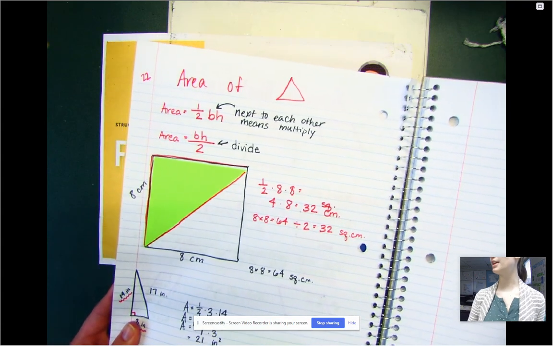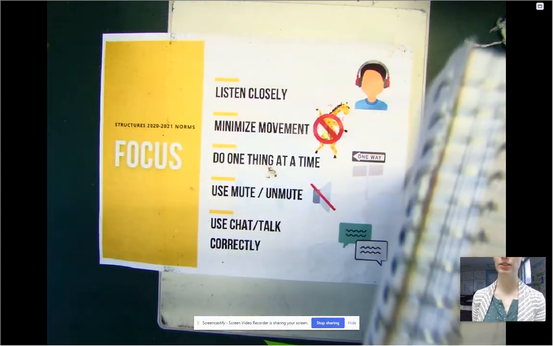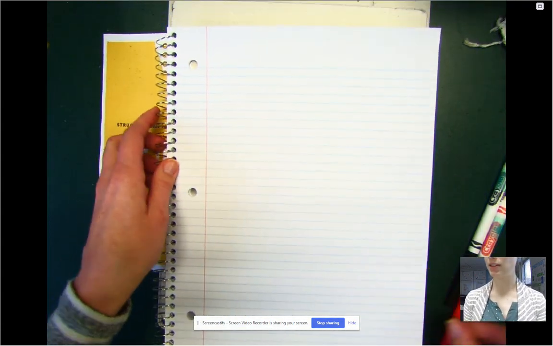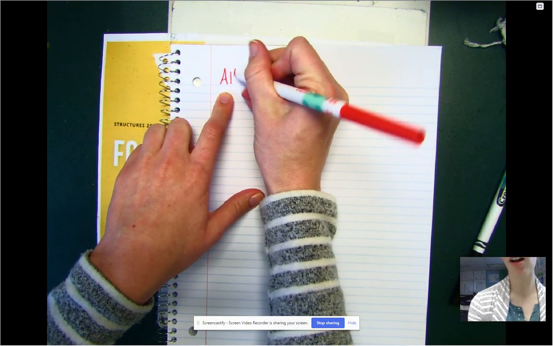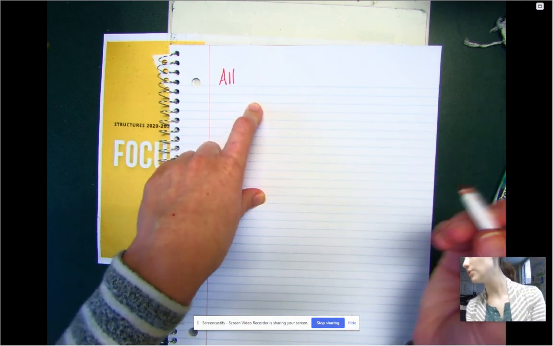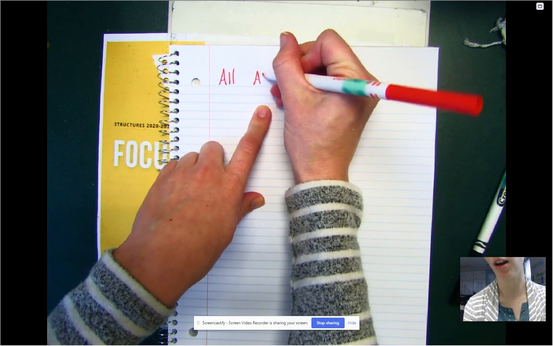So we're on the other side of areas of triangles. And this is going to be all about the height. Kind of like all about that base, no trouble, except in this case, it's all about the height.